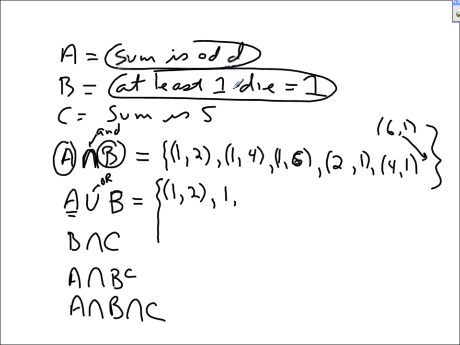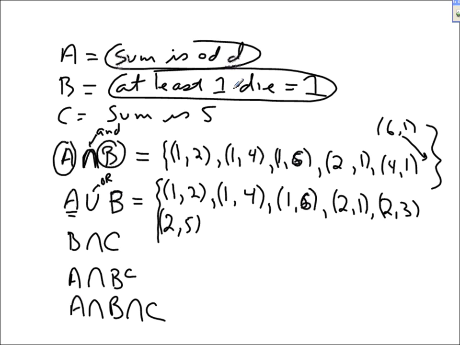You can have a 1. You can't have a 1 with a 3 because that adds up to 4. But you can have 1 with a 4. You can have 1 with a 6. You can also have 2 first. 2 with the 1. 2 with the 3. 2 and 5 is odd, and that's it.